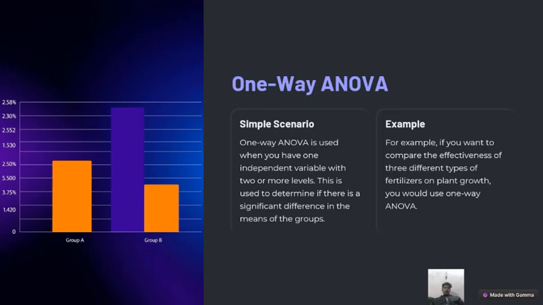One type of ANOVA is the one-way ANOVA. One-way ANOVA is used when you have one independent variable with two or more levels. This is used to determine if there is a significant difference in the means of the groups. For example, if you want to compare the effectiveness of three different types of fertilizers on plant growth, you should use one-way ANOVA.